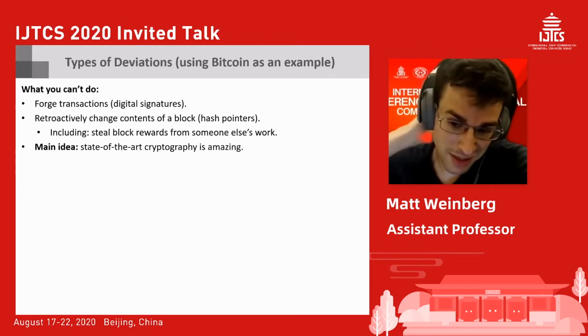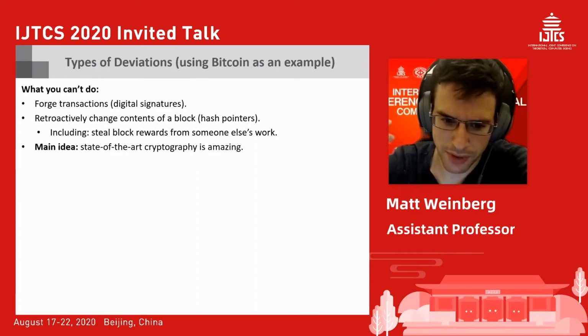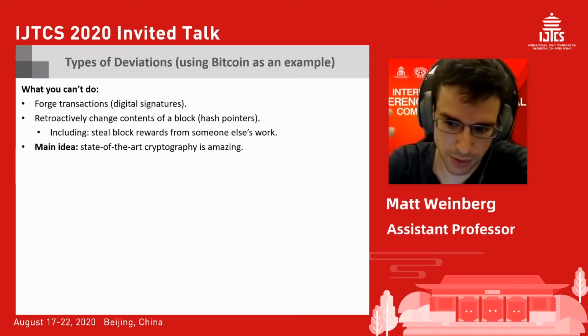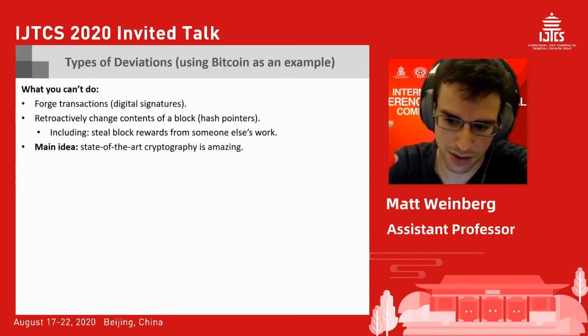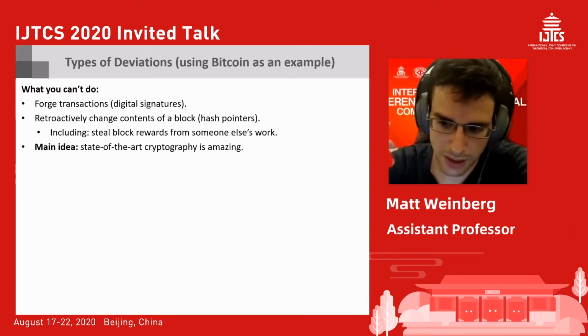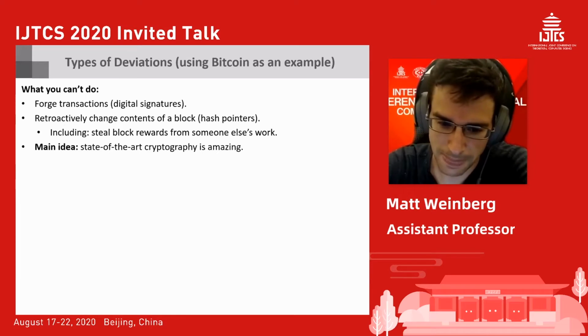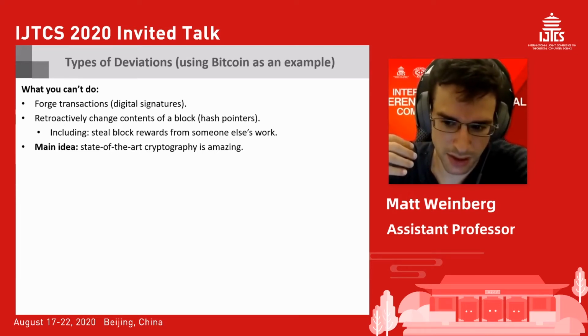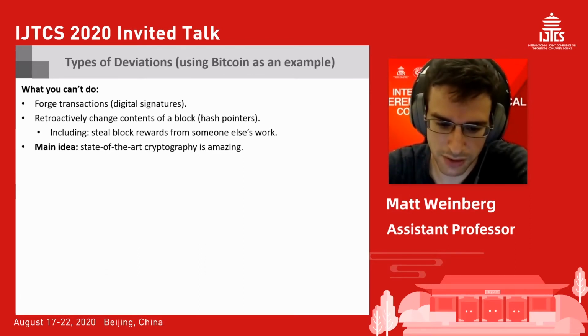Okay, let me take one more slide to give a little bit more high-level detail of what I want to talk about. Using Bitcoin as an example, let me quickly go through some ways that you can't deviate from the protocol. One thing you can't do, unless you're going to break digital signatures, is forge transactions. So that's not the kind of deviation from the protocol that I'm going to look at. Another thing you can't do, unless you can find hash collisions, is retroactively change the contents of a block. The main reason for this is that these common cryptographic primitives are actually quite good at their job, and they prevent certain kinds of deviations.